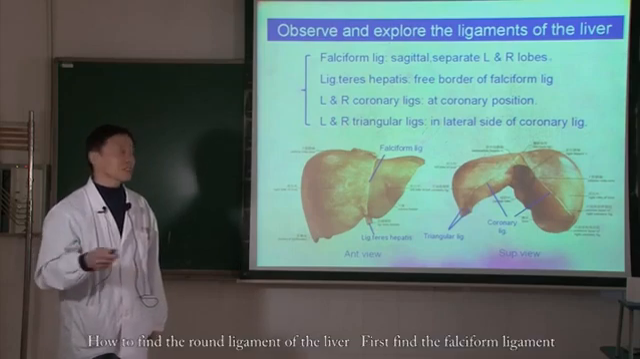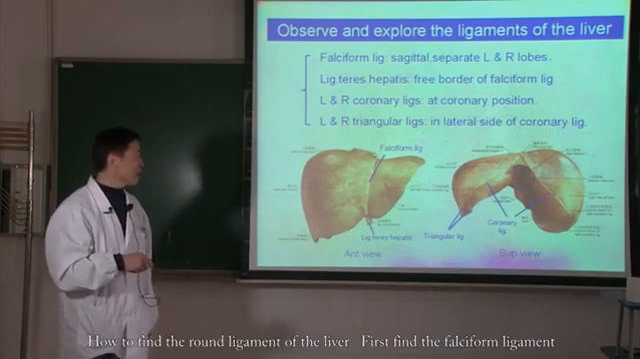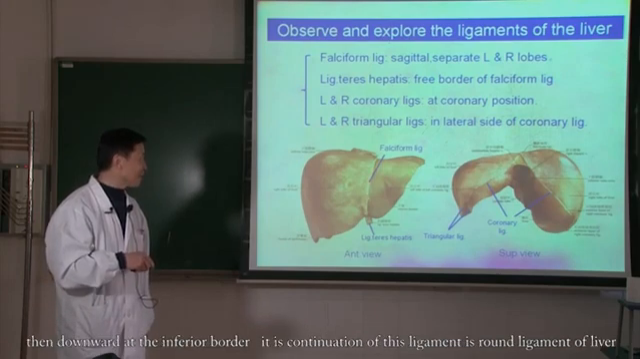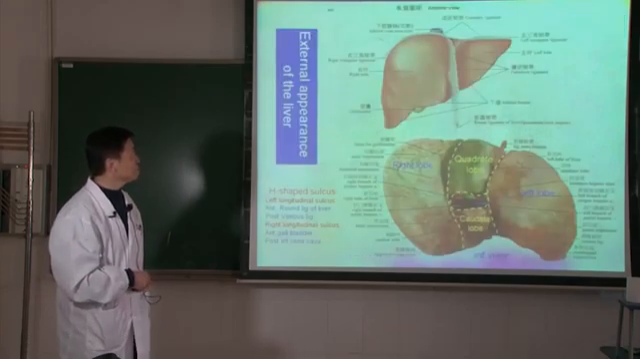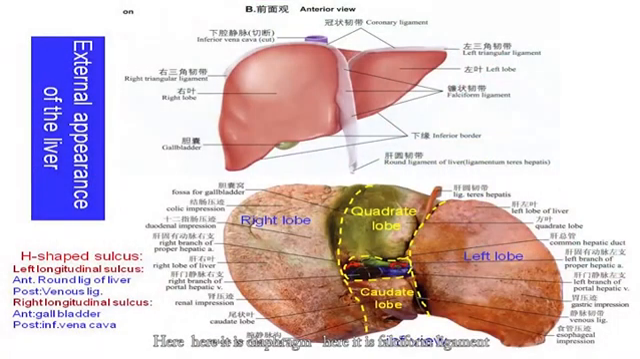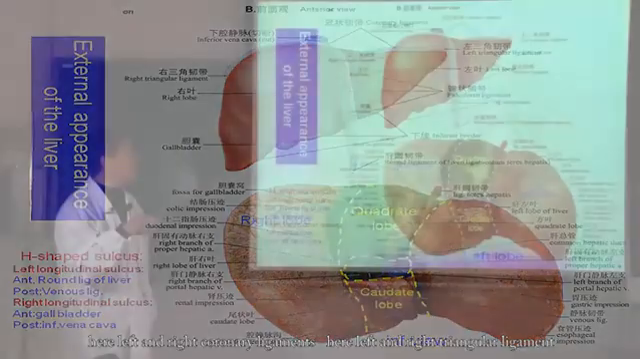How to find the round ligament of the liver? First, find the falciform ligament, then downward at the inferior border is a continuation of this ligament. It's the ligamentum teres hepatis, or round ligament of the liver. Here is a diagram. Here the falciform ligament. Here the left and right coronary ligaments. Here the left and right triangular ligaments.